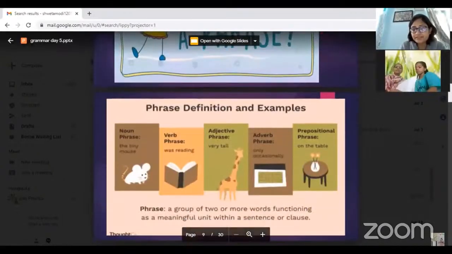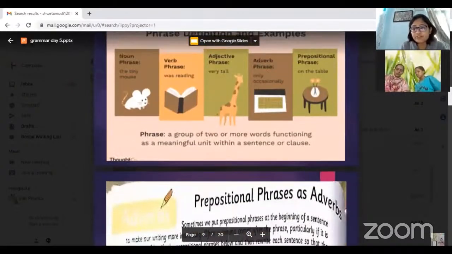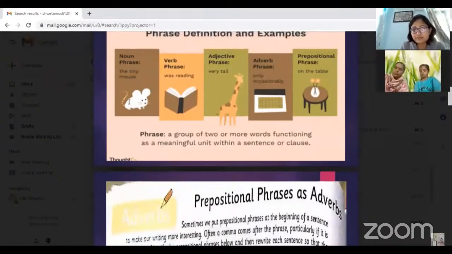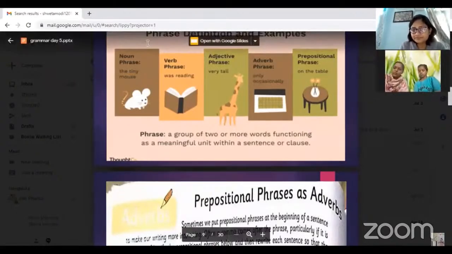Now coming to phrase. Phrase means more than two words. I think we discussed this in the last class also. If you have two words or more than two words, then it is a phrase. So the tiny mouse, it is a noun phrase because mouse is a noun. Was reading, it is a verb phrase. Adjective phrase, because tall is an adjective, right?